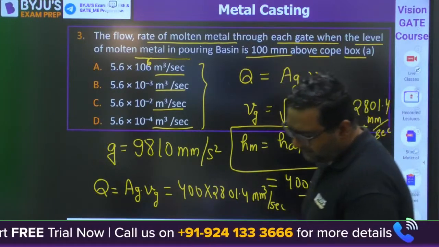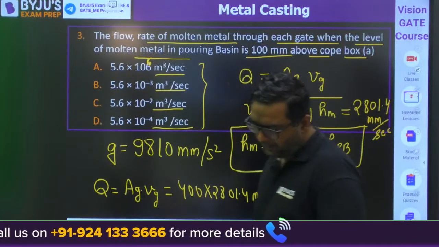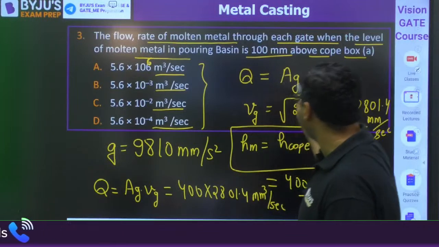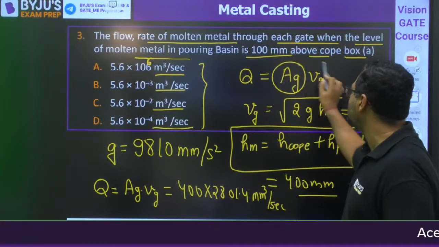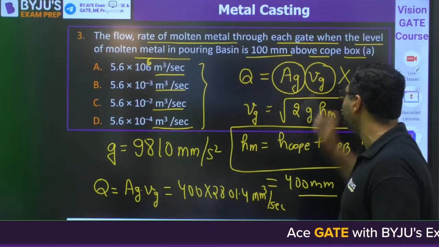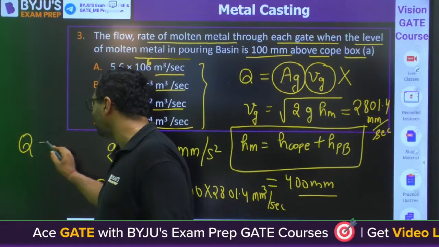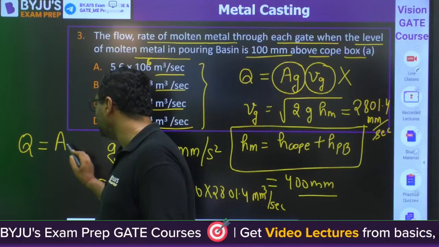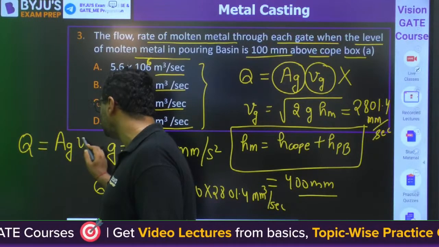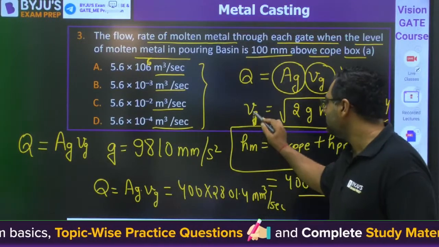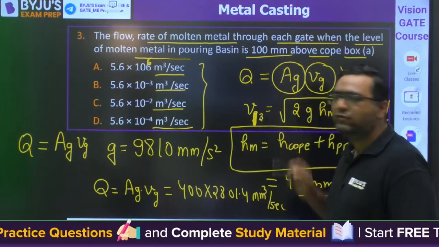Okay, what we are getting then finally? Area into velocity. Dear, actually, when we are talking about this AG and VG, that is not correct. There is a problem that whenever we are talking about the flow rate, if you are taking the area of ingate, velocity of ingate, this is not the velocity of ingate actually. This is the velocity at the end of sprue.